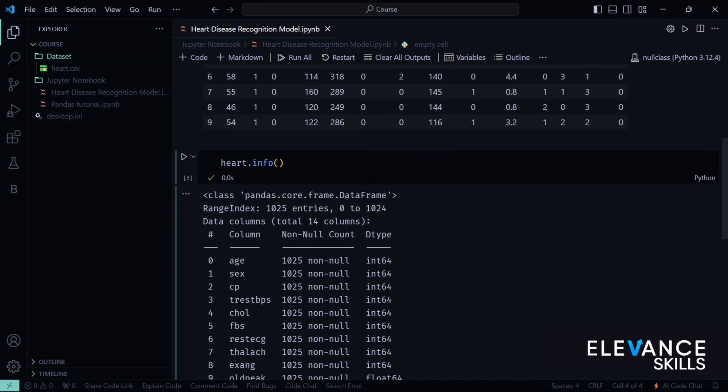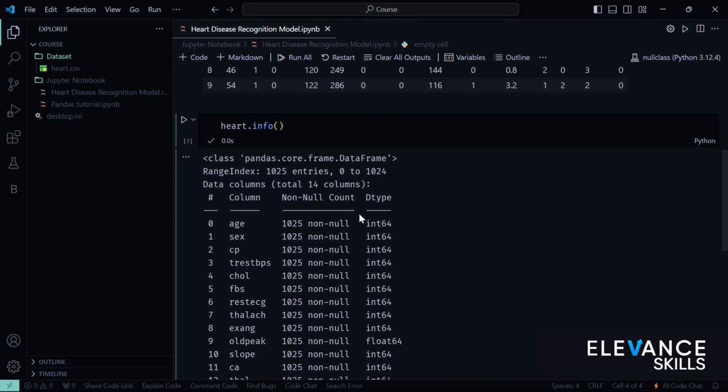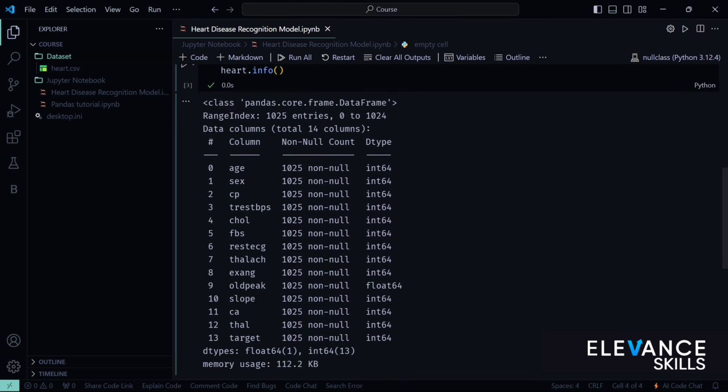Importantly, there are no missing values, as indicated by the non-null count being equal to the total number of entries, 1025 for each column. This information is crucial because it helps us identify if any data cleaning or preprocessing will be needed later on. For instance, if you notice a lot of missing values or incorrect data types, you will need to address these issues before moving forward.